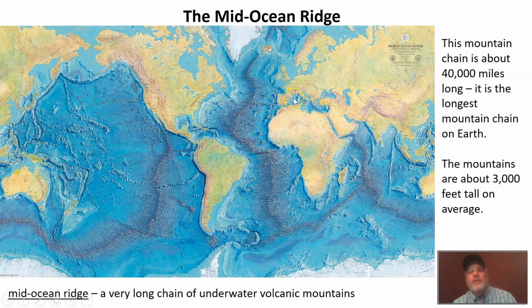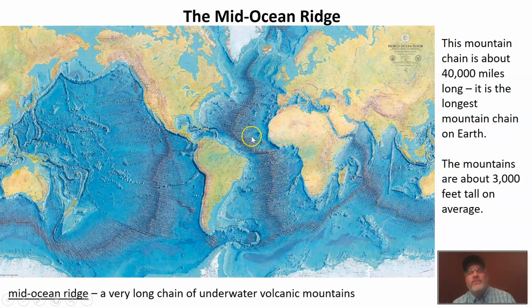So I want to look a little bit more at really three features. The first feature I want to look at is that mid-ocean ridge. Remember, I said that the mid-ocean ridge is just a long chain of underwater volcanic mountains. And so if we look in this picture, we can see where we have these very long chains, and these are all really connected together. This is going to be our mid-ocean ridge. Everywhere where we can see, out in the middle of the ocean, these mountains.